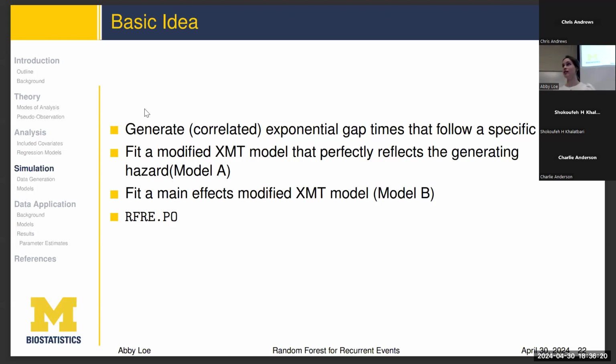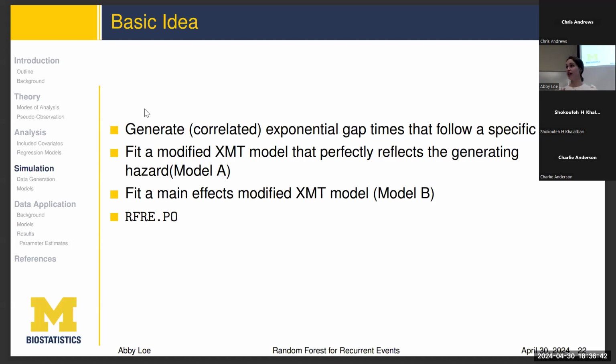So we want to test this. We want to see how our proposed random forest works in simulation. The basic idea behind the simulation study was generating correlated exponential gap times that follow a very specific hazard. So we know the hazard of our exponential gap times. And we're going to look at 3 different models.